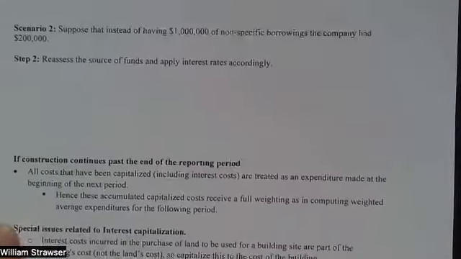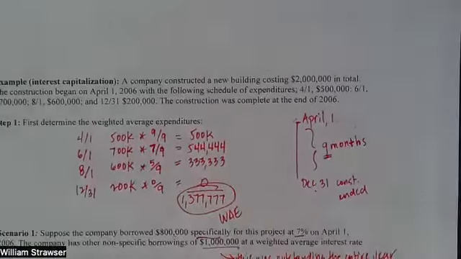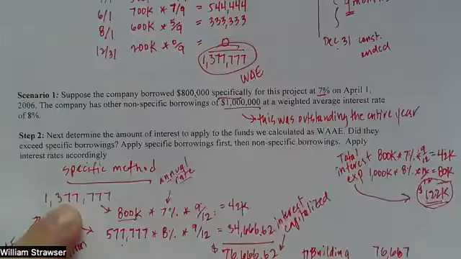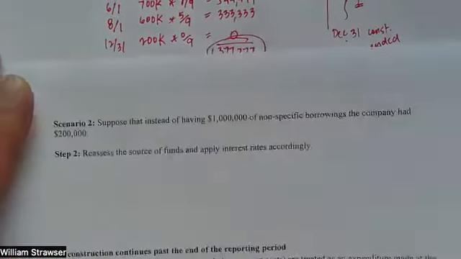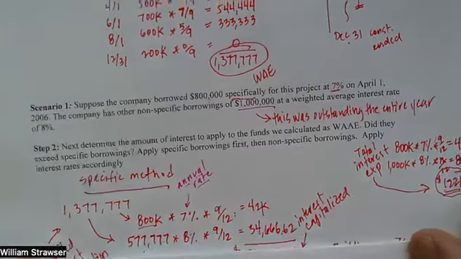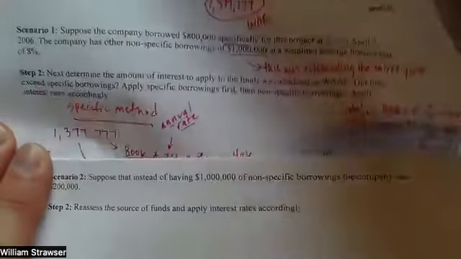All right. Let's look at another scenario to this. In scenario 2, suppose that instead of having $1 million of non-specific borrowings, the company only had 200,000. So instead of having this 1 million, they only had 200,000. Well, we already know that they had 1,377,777 qualify for capitalization. None of the expenditures changed. So that's still the case. The only thing that changes then, we still do have the specific loan of 800,000. So that's still there. So all of that work still tracks into this next example.